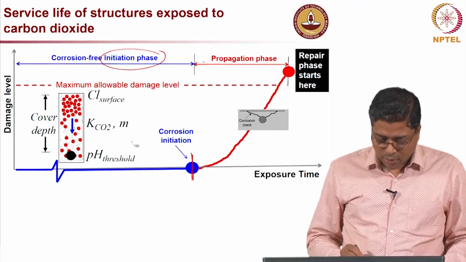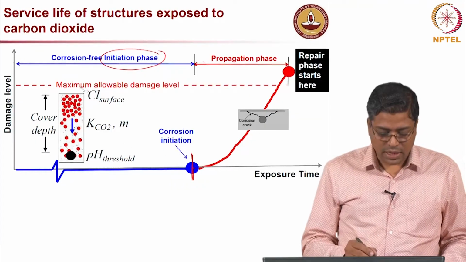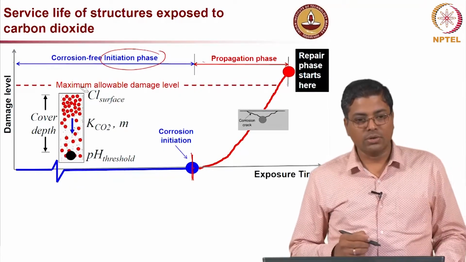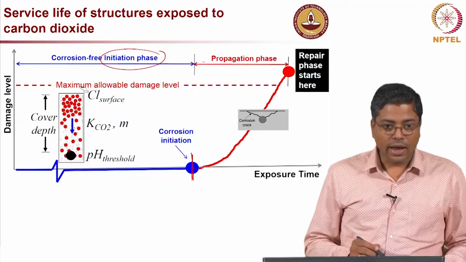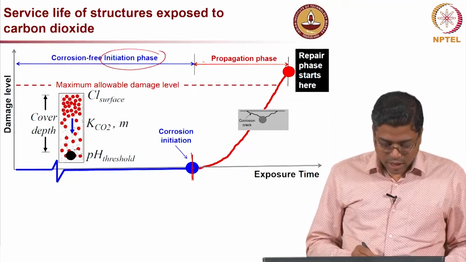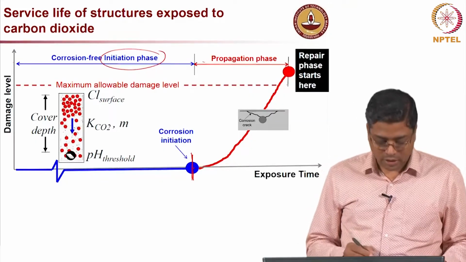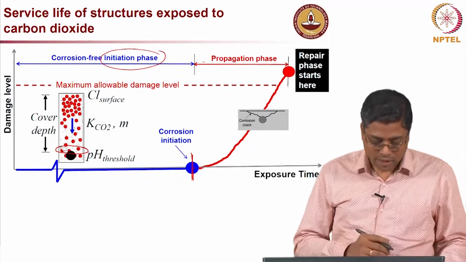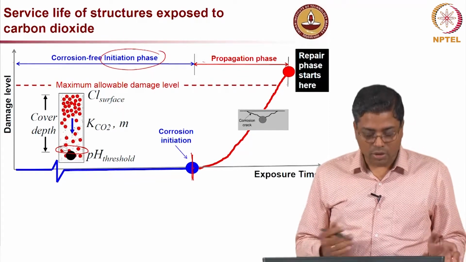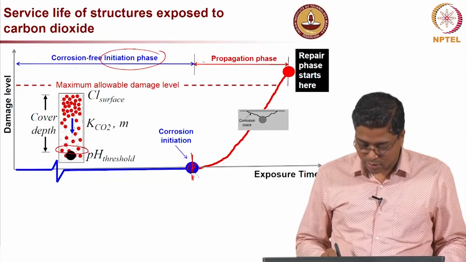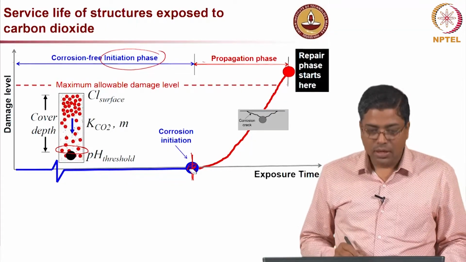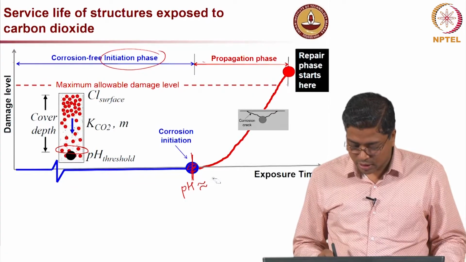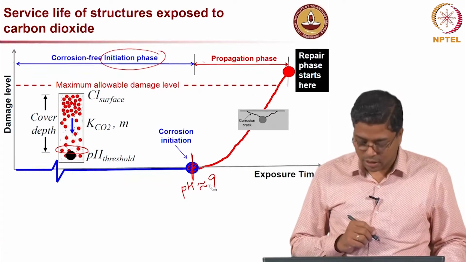Now, what is happening during this initiation phase is that the carbon dioxide in the atmosphere will try to penetrate into the concrete, react with it, and reduce the pH of the concrete. And when the pH of the concrete near the steel surface reaches a value of about 9, the steel starts corroding, and that is at this point in time. The pH is about 9, and then the steel will start corroding at that time.